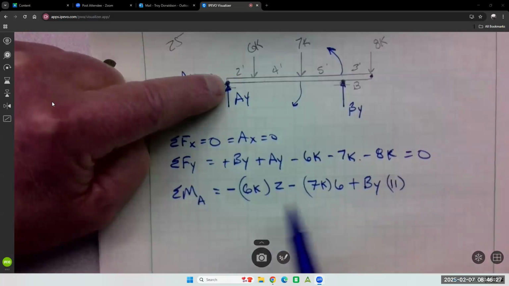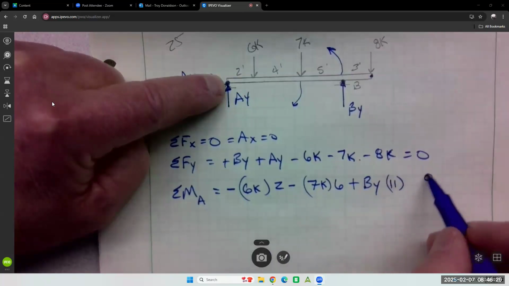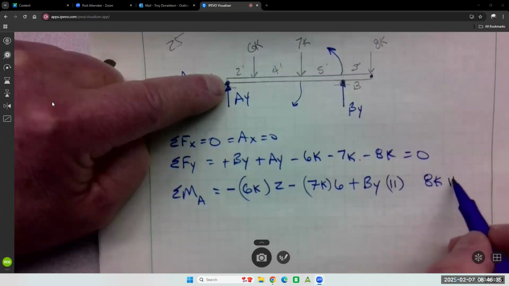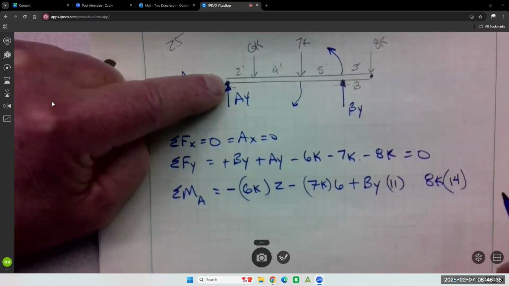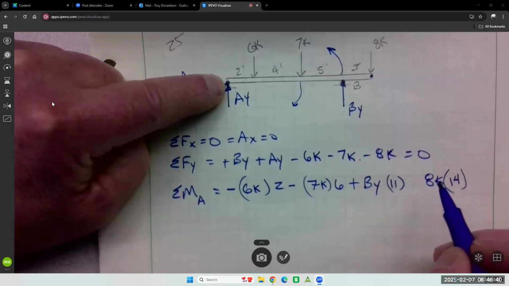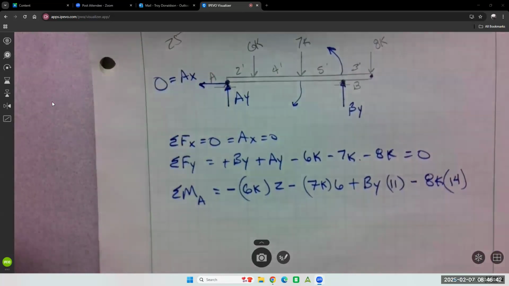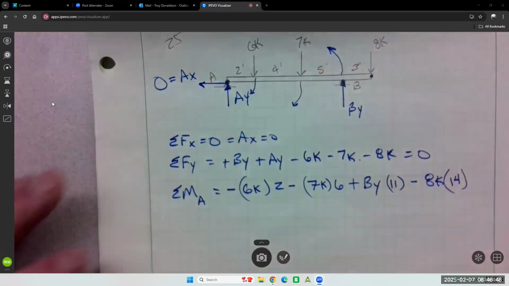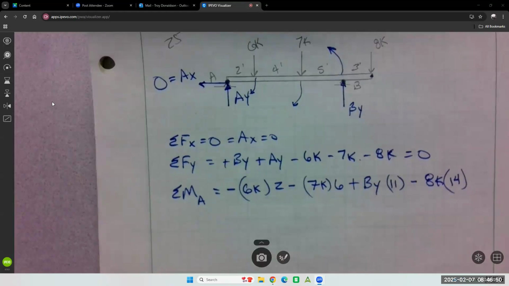Are we done? 8K times 14. Rotation. Negative. Can't miss a rotation. Got to really be careful with your rotations. I almost always draw the rotation symbol to remind myself which way it's rotating.